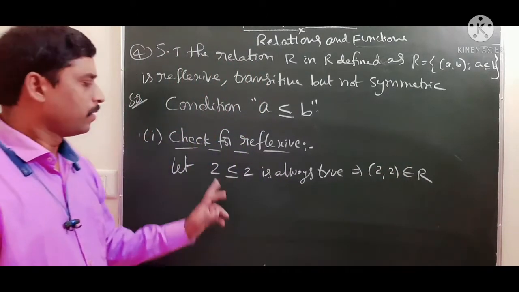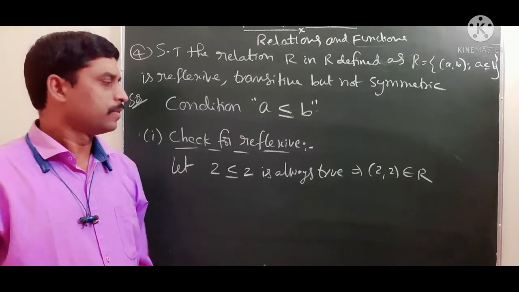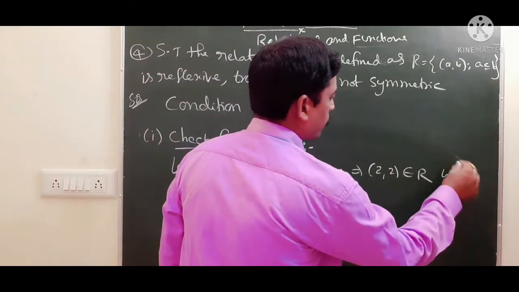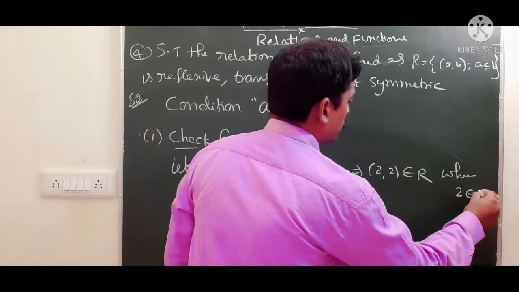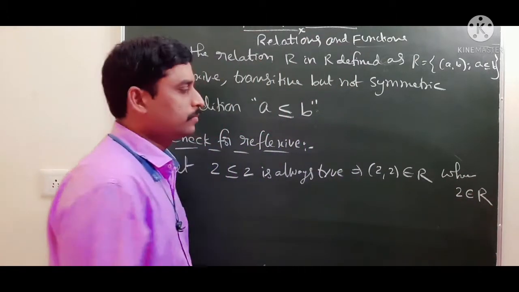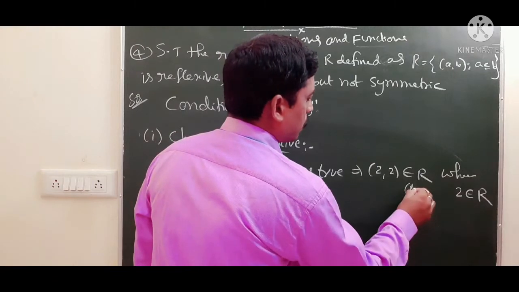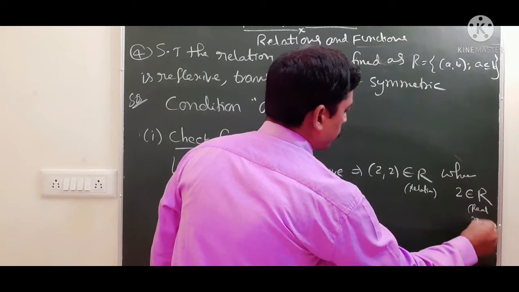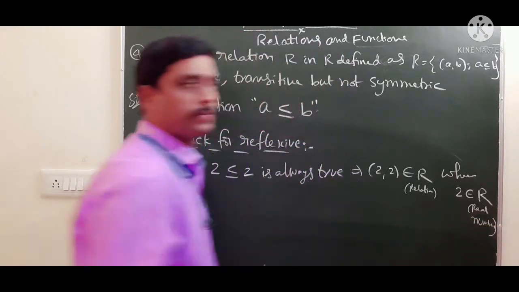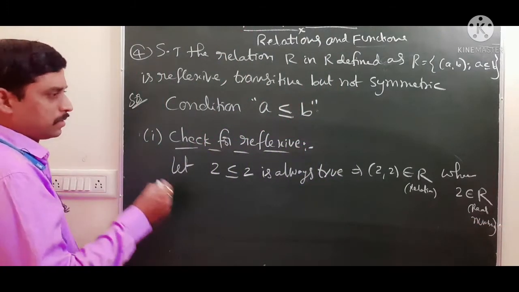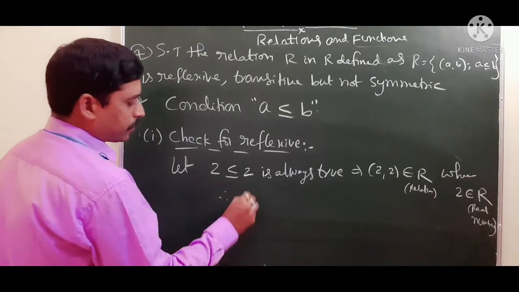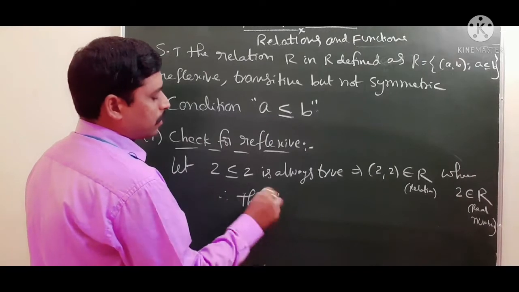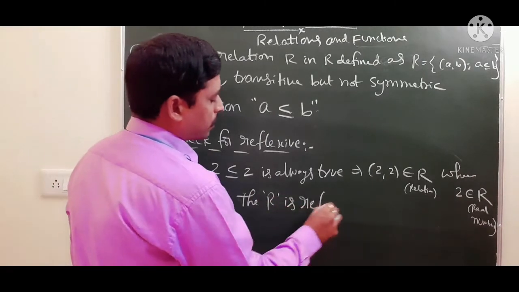Take any number. 1/2 less than or equal to 1/2. Okay, (2, 2) belongs to R, where 2 belongs to real numbers. This R means relation, this R means real numbers. Okay, therefore the reflexive property is satisfied. Therefore R is reflexive.